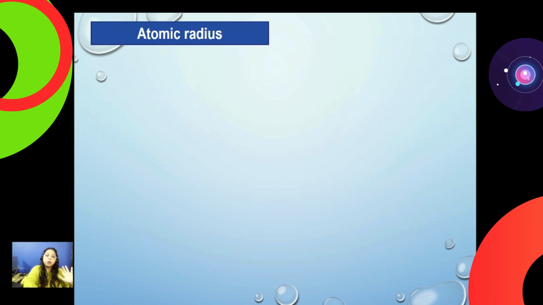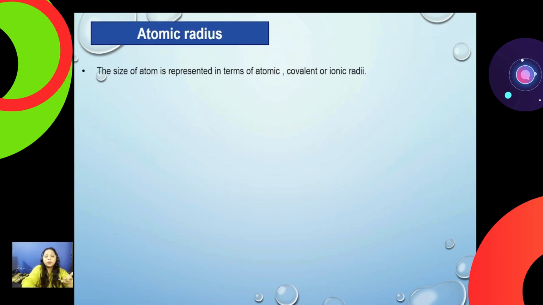So when we talk about the atomic radius, why do we need it? Because we have to take the size of an atom. You will observe later that it actually affects the properties of an atom. So the size of an atom is represented in the form of atomic radius, covalent radii, or ionic radii, depending on whether they are covalently bonding, ionic bonding, or otherwise.